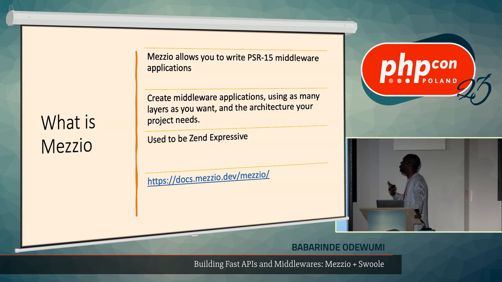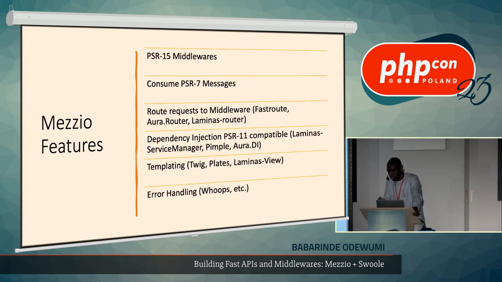So basically, Mezzio allows you to write PSR-15 middleware applications, largely. When you create middleware, it allows you to create applications using as many layers of these middlewares as you want, and you have the flexibility of managing the architecture of the projects you want to use. In the past it used to be called Zend Expressive. And I think Mezzio is Italian for middle or something like that. I'm not so sure.